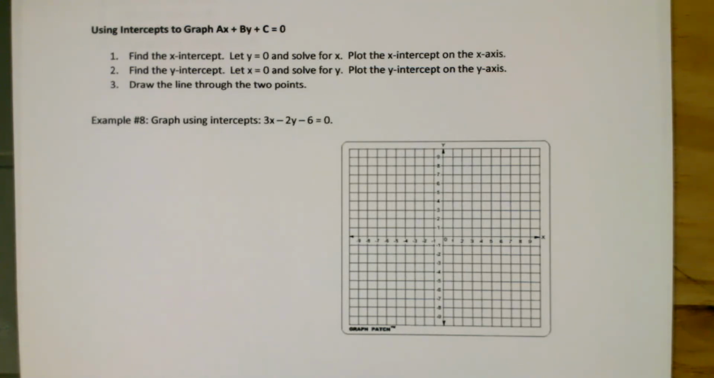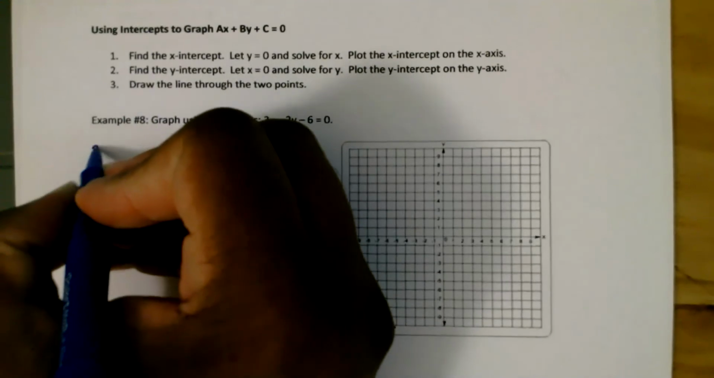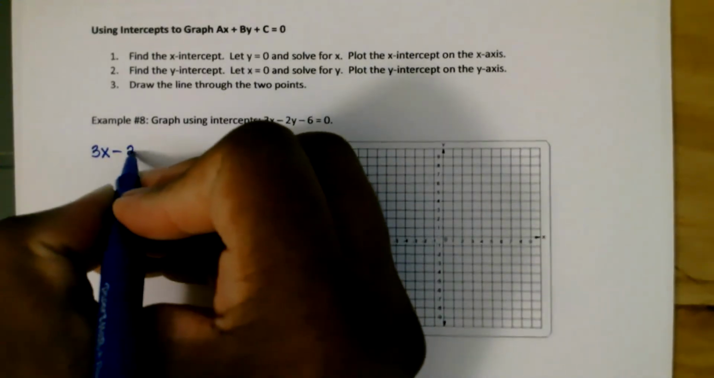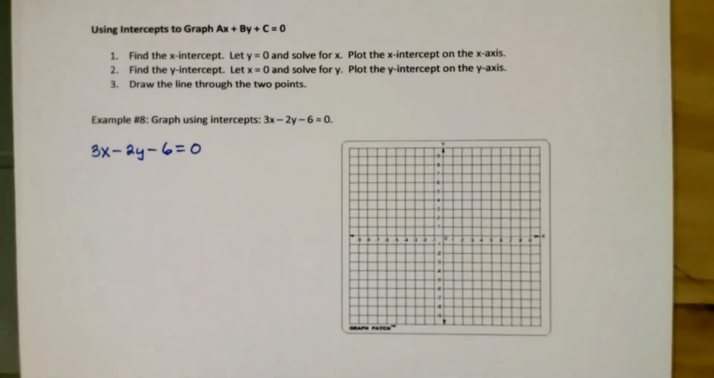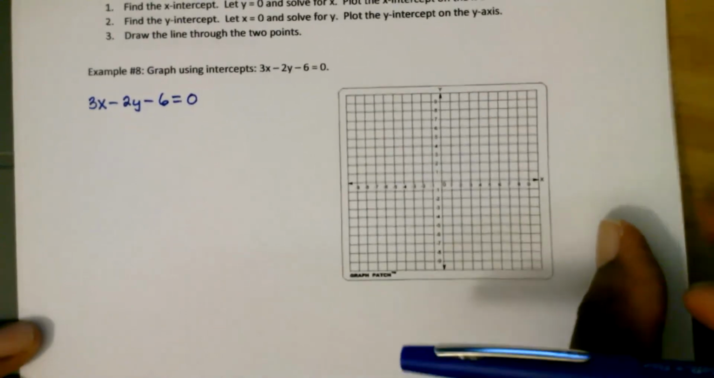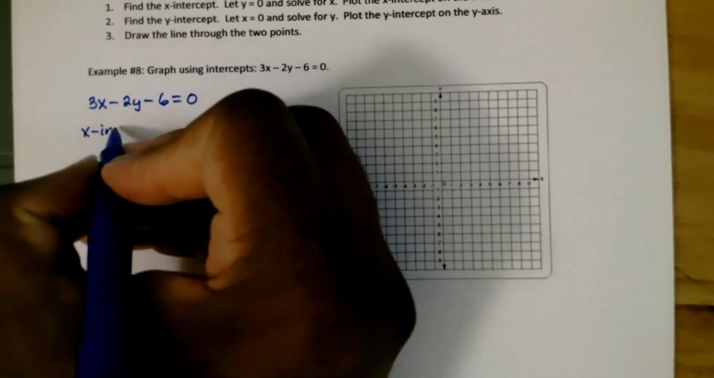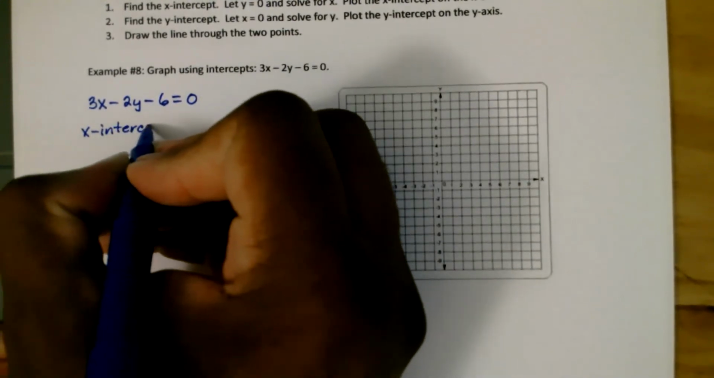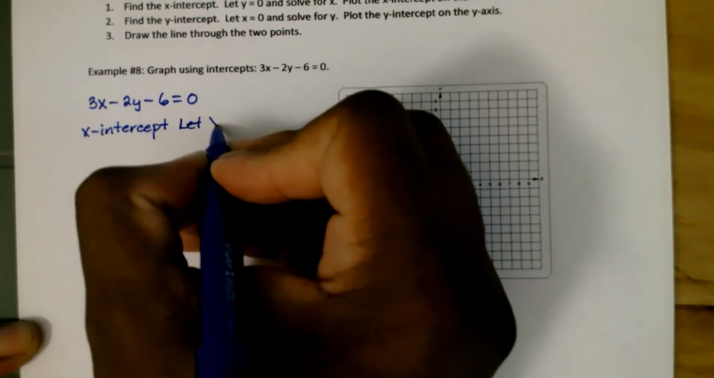Okay, now, so in this example, I got 3x minus 2y minus 6 equal to 0. And I want to graph using both the x-intercept and the y-intercept. Okay, so in this case here, we'll first find the x-intercept. So here we let y equal 0.